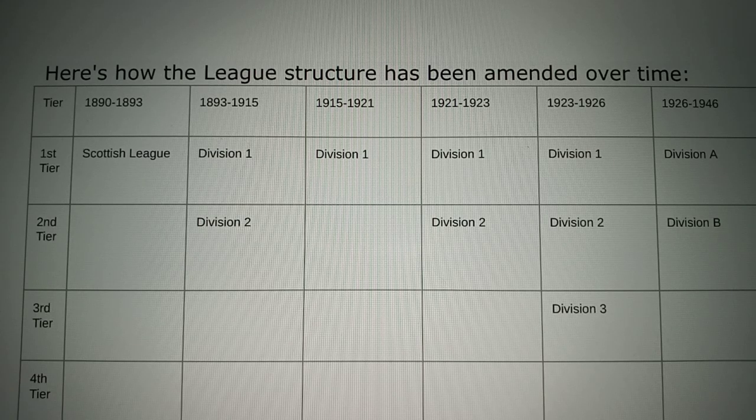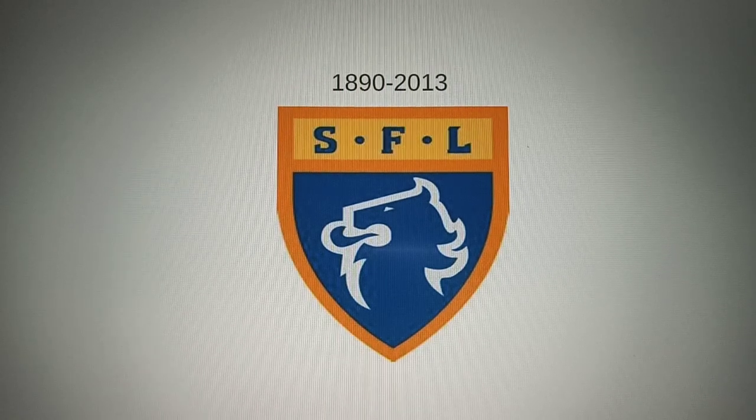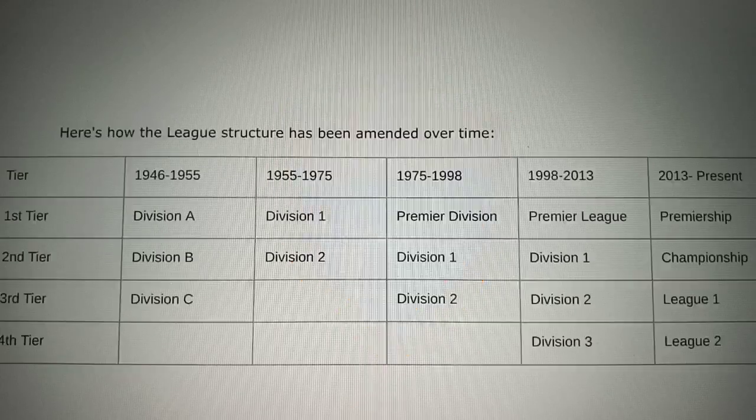In 21 to 23 they had 2 divisions. For 3 years, between 23 and 26, they had 3 divisions. And then from 1926 until 1946, just after the war, we had 2 divisions, Division A and Division B. This was the Scottish Football League logo from 1890 when it was established until it was rebranded in 2013 and it became the Scottish Premier League.